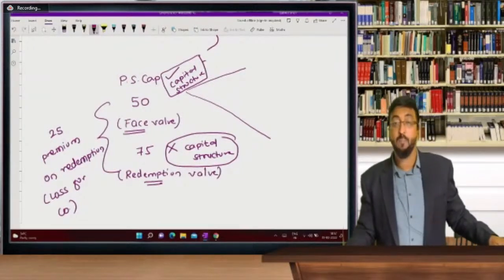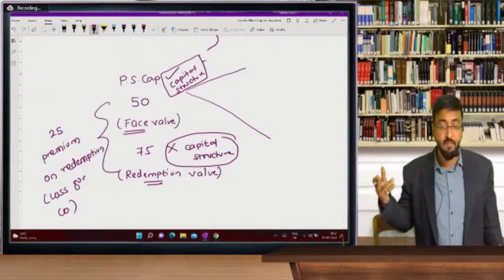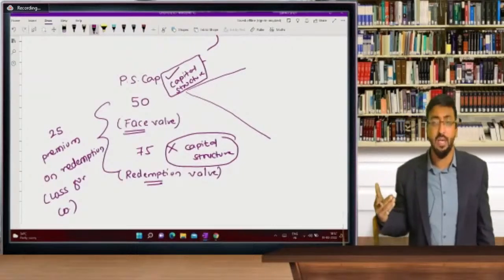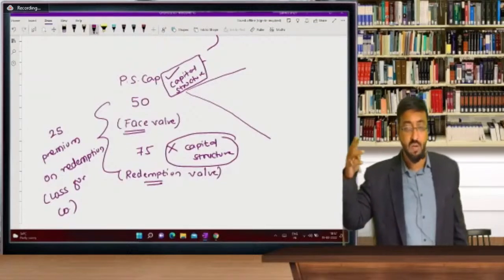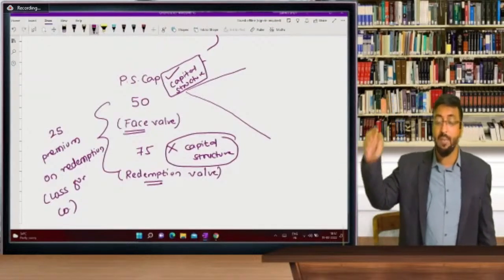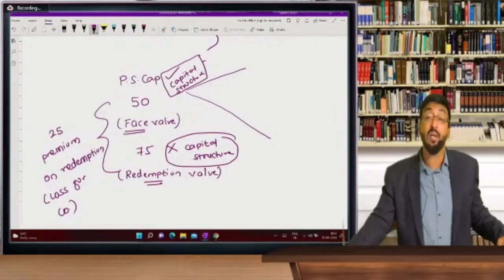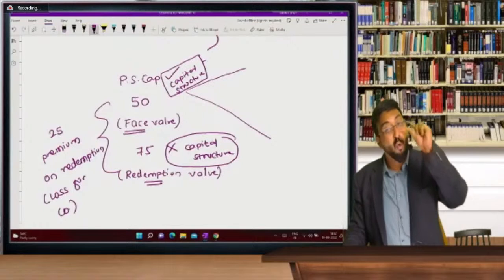So beta, preference share capital of 50 rupees I have to redeem, but redemption value is 75. I promise you to pay more, an extra amount, that is 75. So while maintaining capital structure, I will consider only preference share capital, that is 50 rupees, and I won't consider 75 rupees because 75 is the redemption value. I will consider only face value.